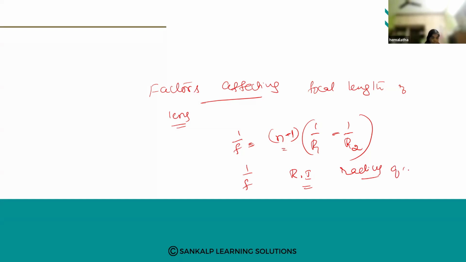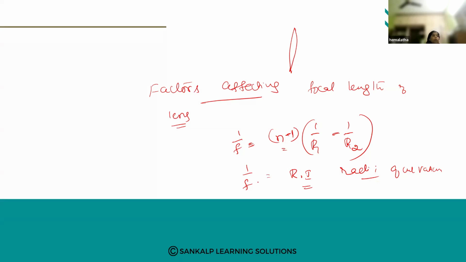Next, radii of curvature of what? Both the pieces, both surfaces like this. The focal length is dependent on the radii of curvature R1 and R2, the radii of curvature of the lenses. Okay, the focal length is dependent like this.